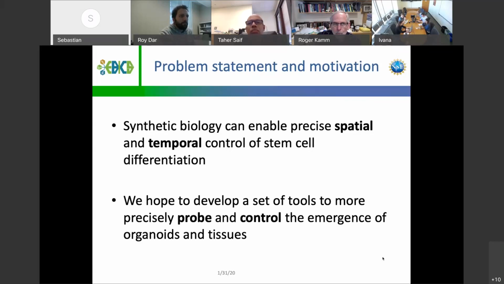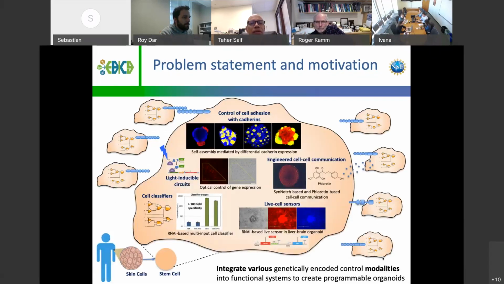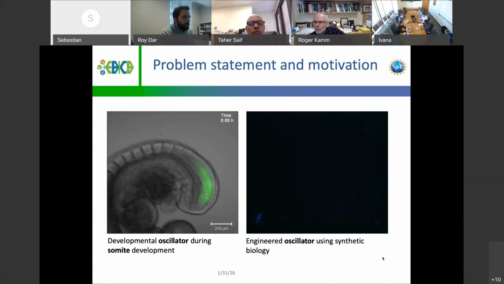In the Weiss lab, I'm going to overview a few of the tools that have been developed over the years in EBICS that are used to control and probe gene expression, with the hope of precisely controlling emergence in organoid models. So these are some of the tools that have been developed in the Weiss lab over the years, and I'm going to highlight some of them. Before I get into that, I just wanted to share one of the reasons I got so excited about a synthetic biology approach to organoids.